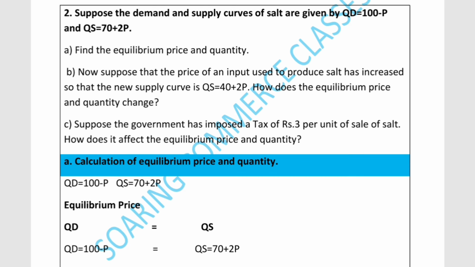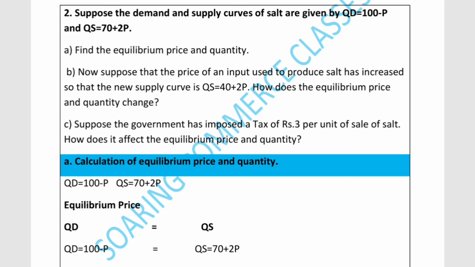In sub question C, suppose the government has imposed a tax of rupees 3 per unit of sale of salt. How does it affect the equilibrium price and quantity? The government is imposing a tax of 3 per unit of sale, so how do the equilibrium price and quantity change? They are asking us to solve that.